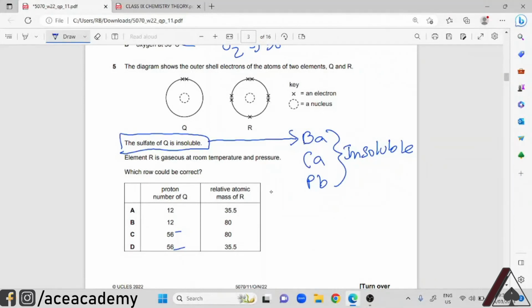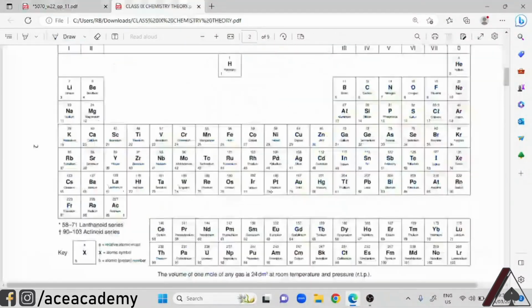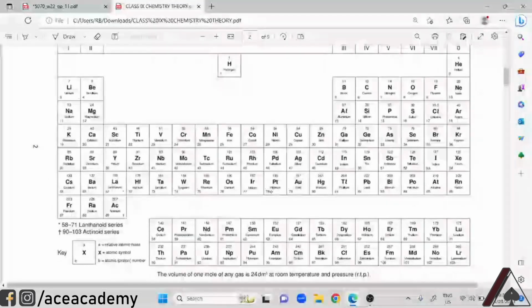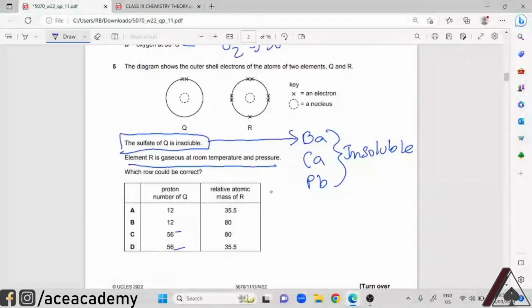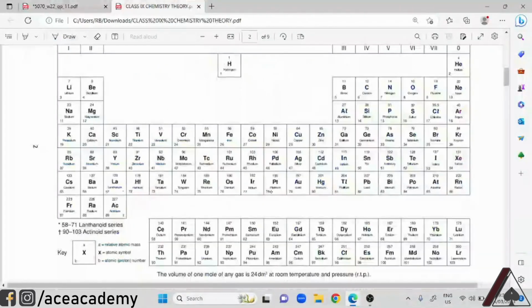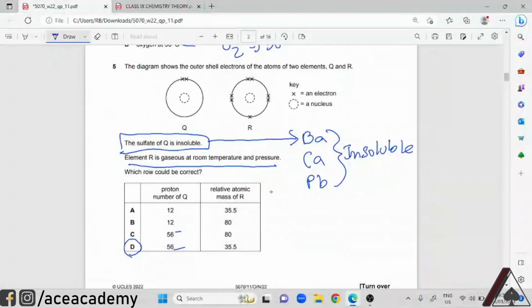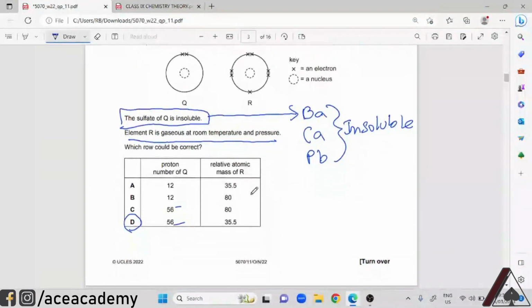And the relative atomic mass of R is given, and we have been told that element R is a gaseous substance at room temperature and pressure. Since it has 7 electrons in its outer shell, we know that it lies in group 7, and from group 7, only fluorine and chlorine are gaseous substances at room temperature, right? As a result, the answer will be option D, because we know that the relative atomic mass of chlorine is 35.5, and chlorine is a gas at room temperature and pressure.